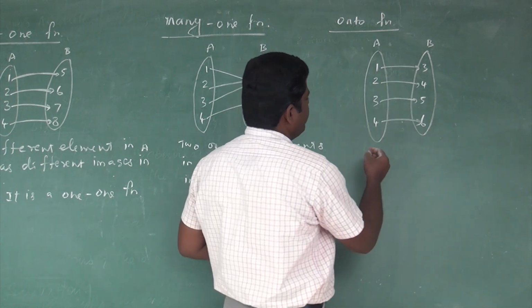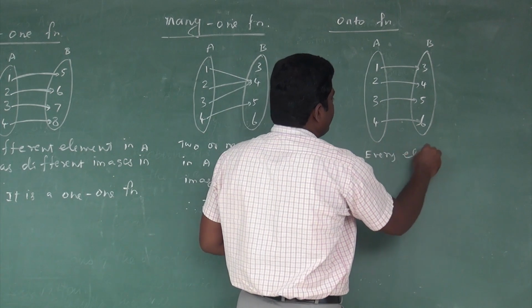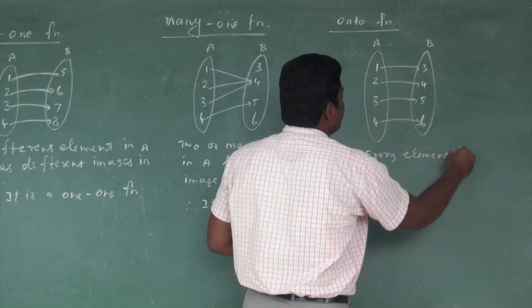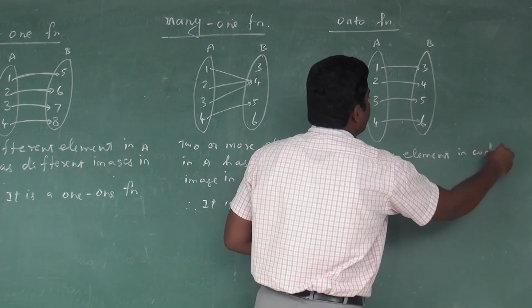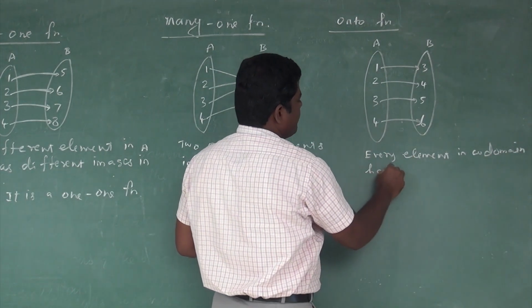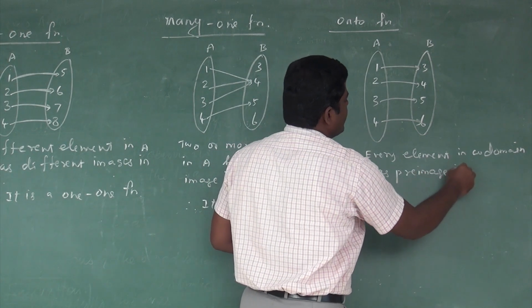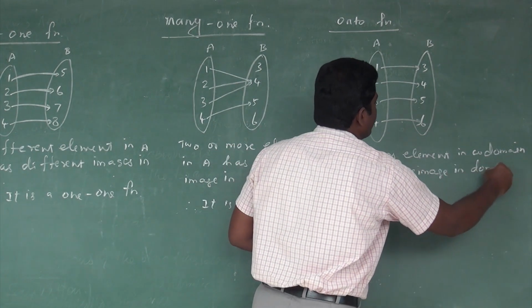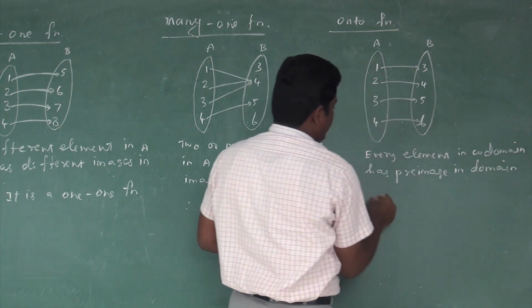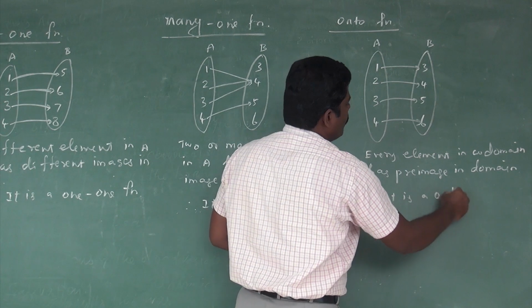In the codomain, every element in the codomain has a pre-image in the domain. Therefore it is an onto function.